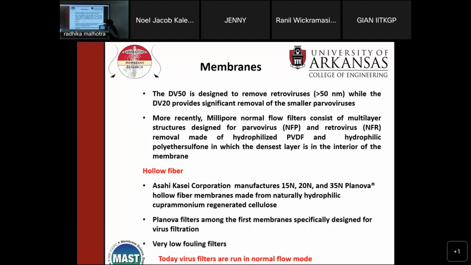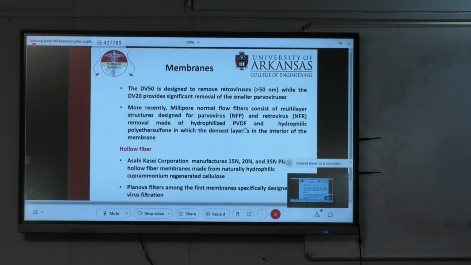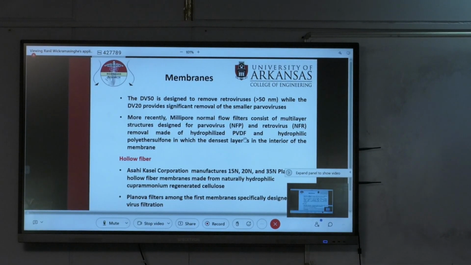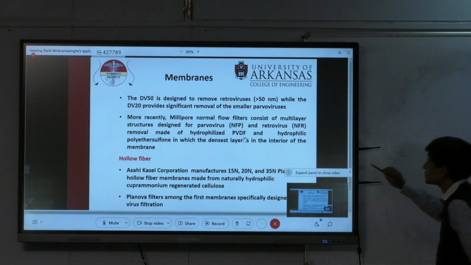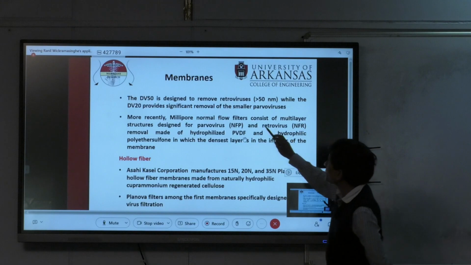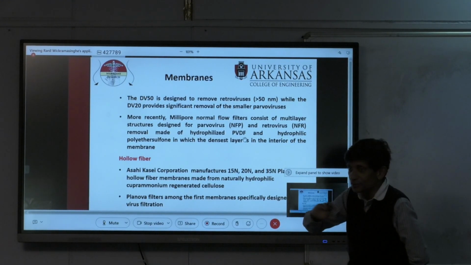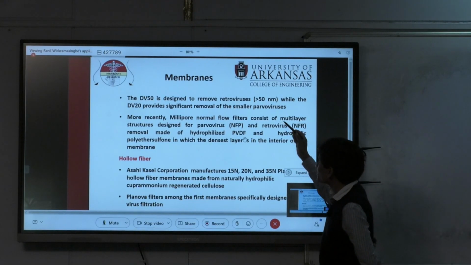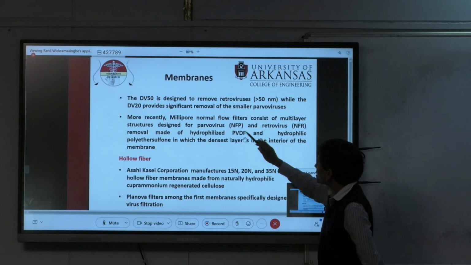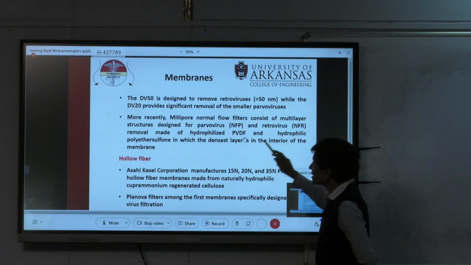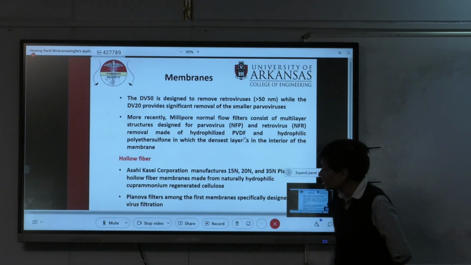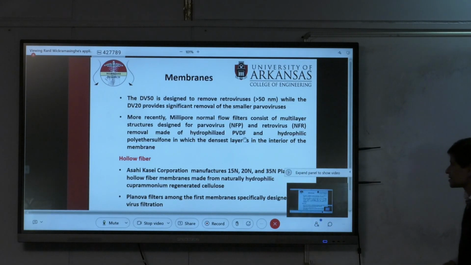So the DV50 is designed to remove retrovirus, more than 50 nanometers in size, while the DV20 provides significant removal of smaller parvoviruses. More recently, then Millipore also started developing their normal flow filters. So initially, it was tangential flow, but we don't do that now. It's much simpler this way. Multi-layer structures. So there's a parvovirus one and a retrovirus one, but today they're all parvovirus filters.